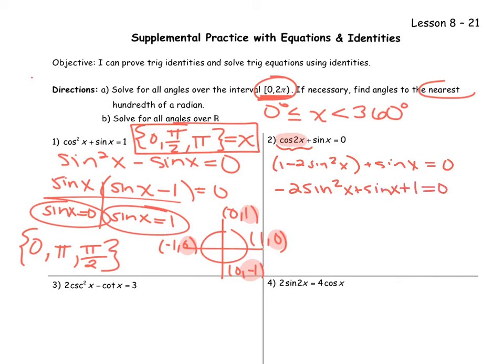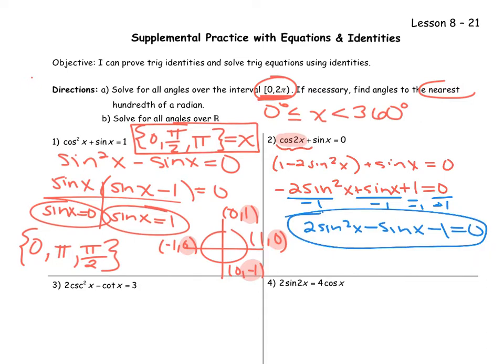Again, I don't like to deal with a negative in front of my x squared term, so I'm going to divide everything out by -1. So really, I'm looking at 2 sine squared x minus sine x minus 1 equals 0. We're going to do tricky trinomial here, or factor by grouping, whatever you prefer, and we're going to solve for x. So again, I'm going to clean up what I have here. I'm going to rewrite this up top, and you guys can follow along with me there.